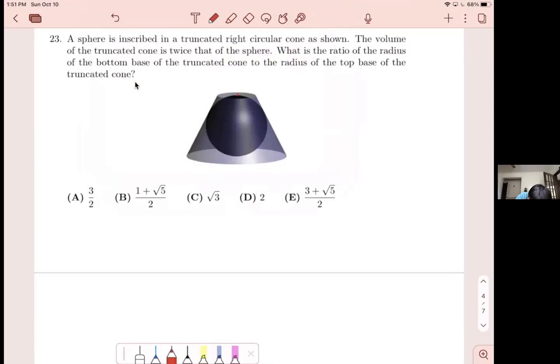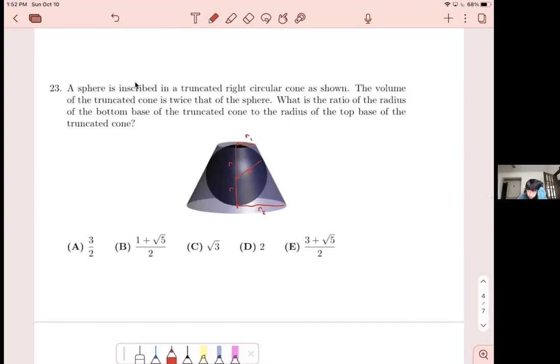So firstly, I'm going to let my free variables, and by free variable, I mean stuff that I'll give a name to, and everything else will be expressed in terms of these things, be R1, the upper radius, and R2, the lower radius. So I started by just trying to figure out how do I get the volume of the truncated cone?